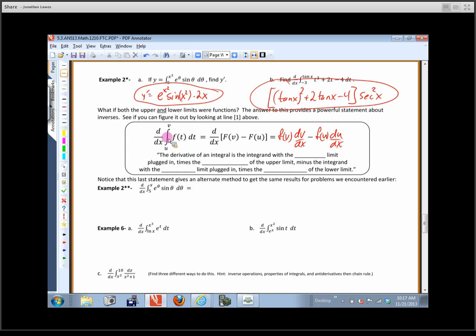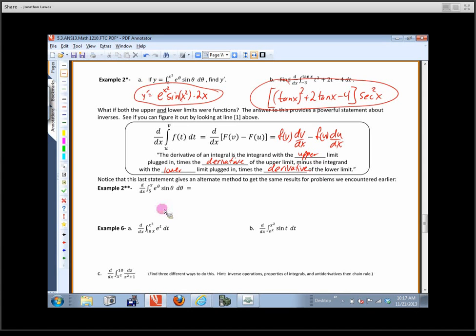So if I were to write it symbolically, this is what I get. If I were to write a phrase, this is what I'd have. The derivative of an integral is the integrand with the upper limit plugged in times the derivative of the upper limit, minus the integrand with the lower limit plugged in times the derivative of the lower limit. Now that's a mouthful, but for stating the relationship between integral calculus and differential calculus, that's not too bad. That's pretty darn succinct.